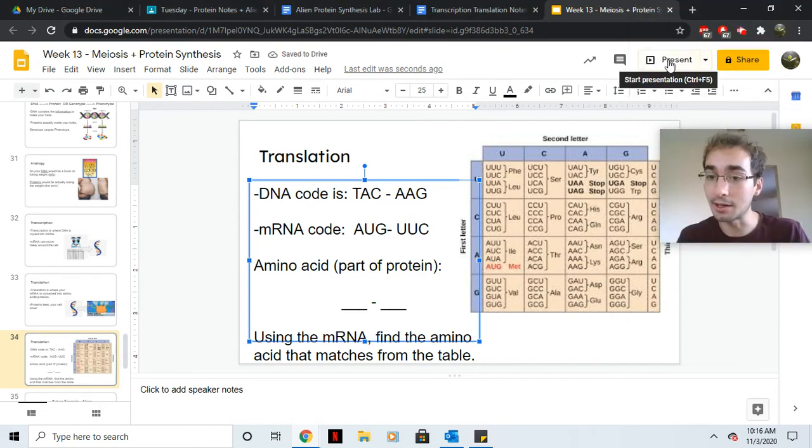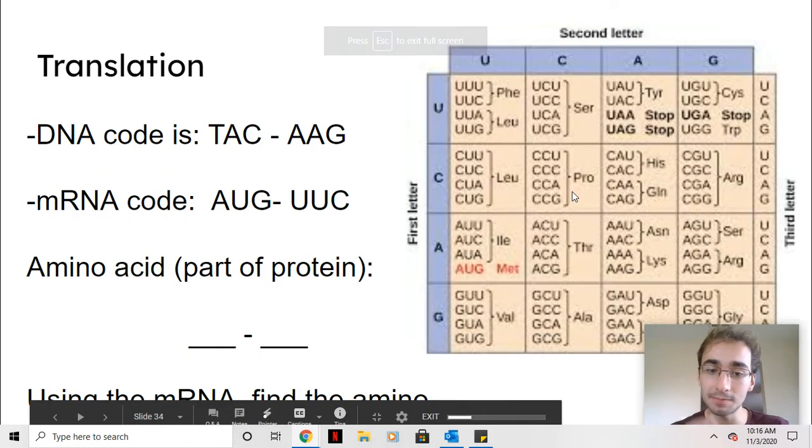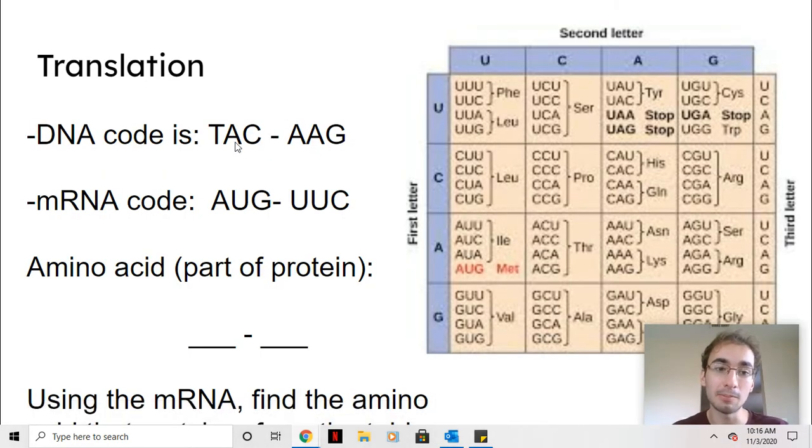This next part, you'll have to use a codon table. So biology reads things in threes. So every 3 bases for DNA will need to be split up. So TAC becomes AUG, and then on this table you need to find AUG.